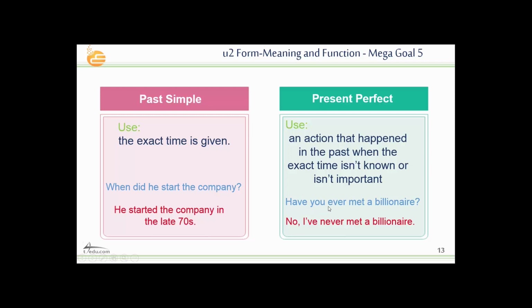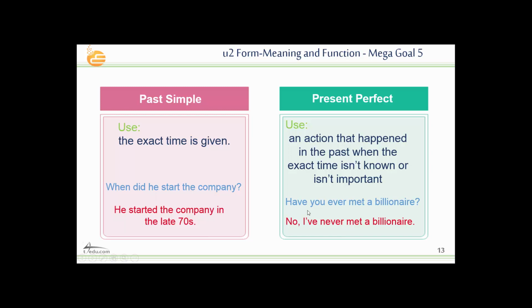Here, have you ever met a billionaire? No, I have never met a billionaire. So here, we don't care about the time. It's not important. So we use the present perfect tense. If I want to ask a question about the time, what do I use? You think I use when? Absolutely not. We use how long.